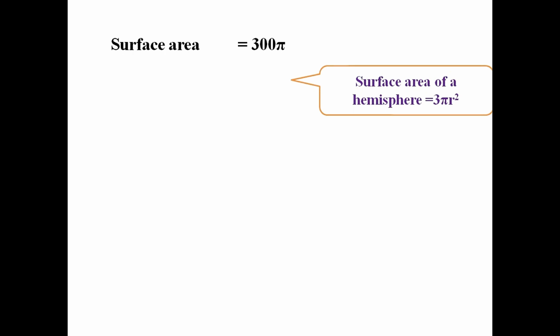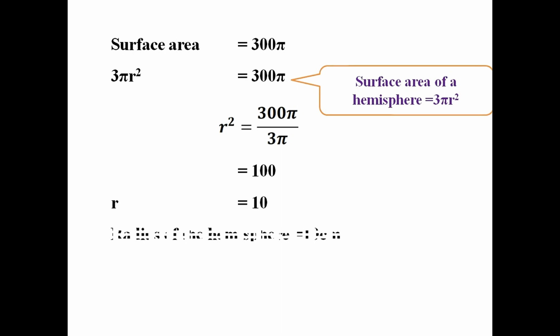Now the third part: how many small spheres of radius 1 centimeter can be made by melting and recasting a solid hemisphere of total surface area 300 pi square centimeters. Let us find the radius of the hemisphere at first. Given that the surface area of the hemisphere is 300 pi, and we know that the surface area of a hemisphere is 3 pi r square. So we can write 3 pi r square equals 300 pi. So r square is equal to 300 pi by 3 pi, that is equal to 100. So the radius of the hemisphere is 10 centimeters.